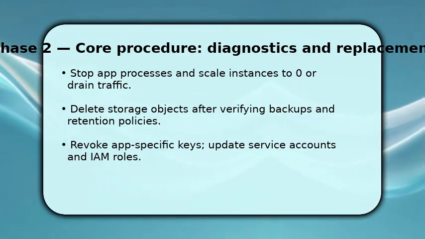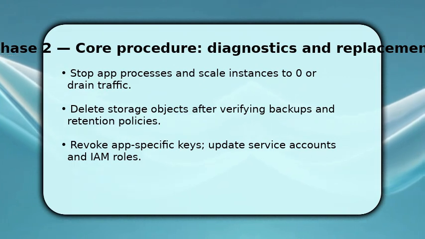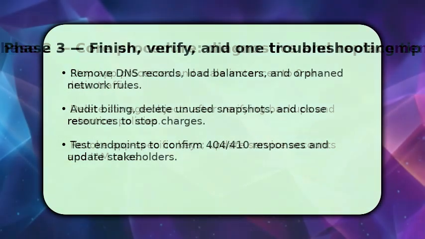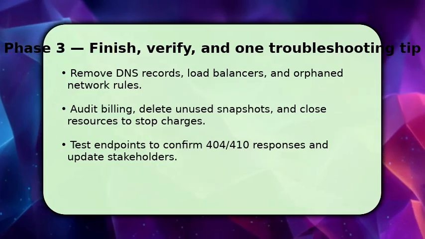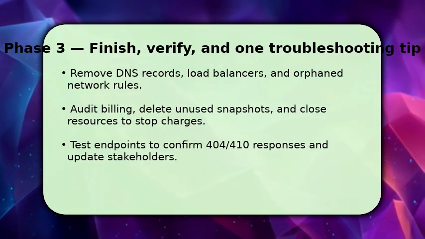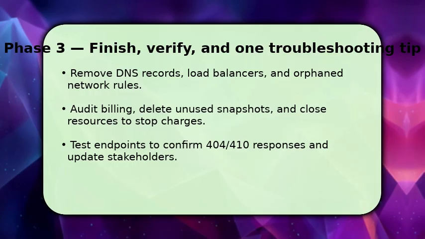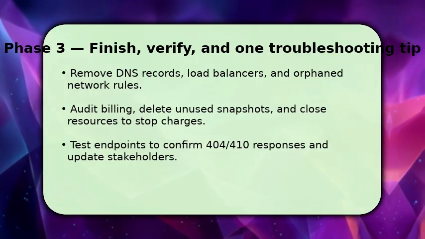You finish by removing DNS records, deleting load balancers, and cleaning up orphaned firewall and network rules to eliminate exposure. Once done, audit billing and delete unused snapshots, and ephemeral resources so charges stop. Make sure to check reserved instance or subscription implications.